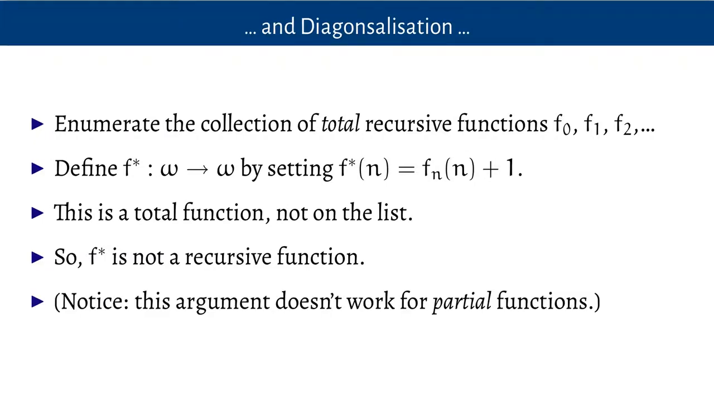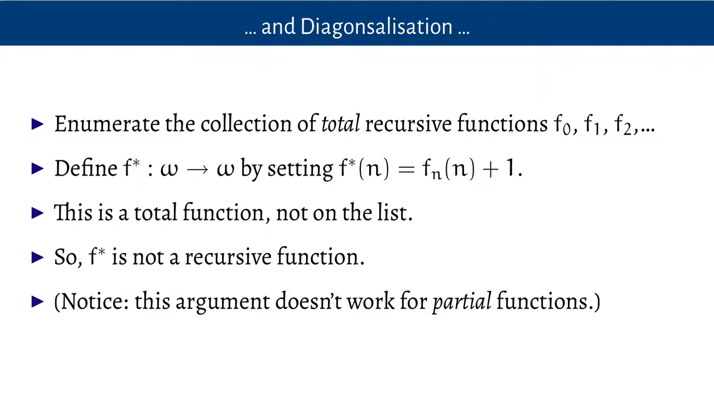Now, before we go on to another way of looking for particular non-recursive functions, it's helpful to think about why this argument doesn't work if I was enumerating all of the partial recursive functions as well as the total recursive functions, those functions which are encoded by register machines that don't always terminate, which don't always return a value. Here, I can just as easily enumerate them. There's still countably many of them.